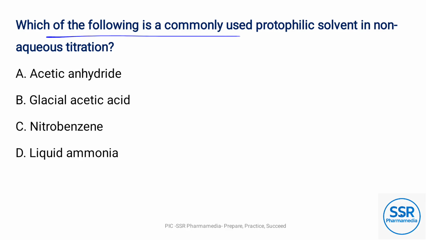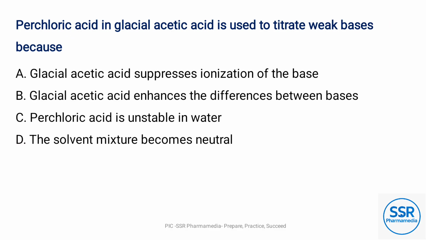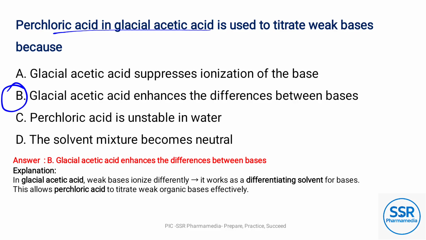Which of the following is the commonly used protophilic solvent in non-aqueous titration? Option D, liquid ammonia. Liquid ammonia is highly protophilic, a strong base and an excellent proton acceptor. It shows a significant leveling effect for strong acids, and is a classical example of a non-aqueous acid-base system. Perchloric acid in glacial acetic acid is used to titrate weak bases because, option B, glacial acetic acid enhances the differences between bases.